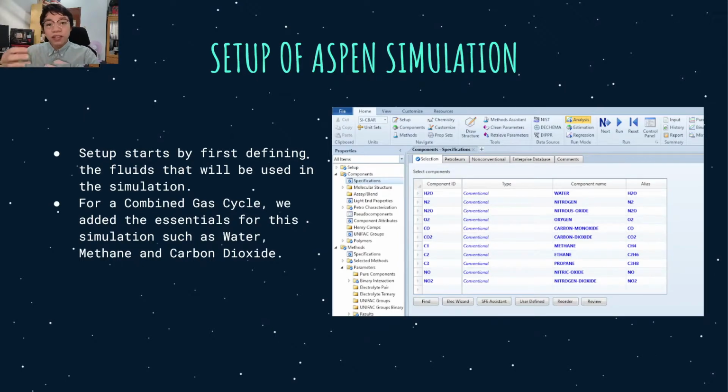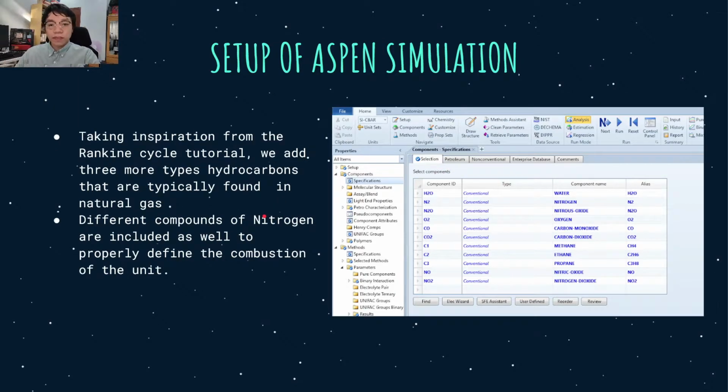Now, natural gas doesn't always have only methane, so we're going to take into account some ethane and propane. There are also other factors to consider like nitrogen and oxygen, which mainly comprise air, then some of its products like nitrogen, nitrous oxide, nitric oxide, nitrogen dioxide, and even carbon monoxide and carbon dioxide. We place everything here in the component specification of Aspen simulation.